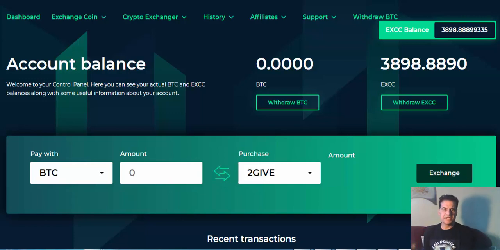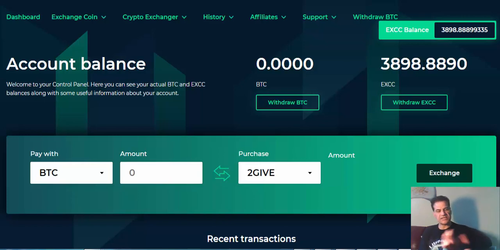So this is my dashboard. The first thing you have to do is go to your dashboard, and then you see here the amount of BTC that you have and the amount of EXCC. I have 3,898. Then you can buy it at this moment at an exchange, very cheap. I have big hope for this exchange.